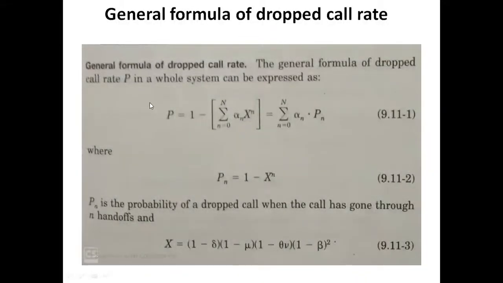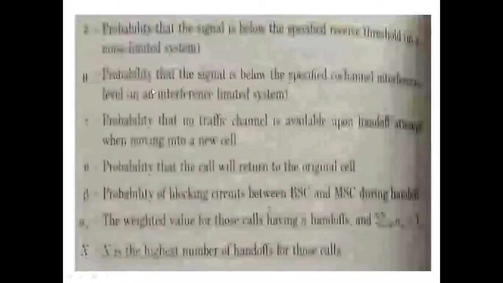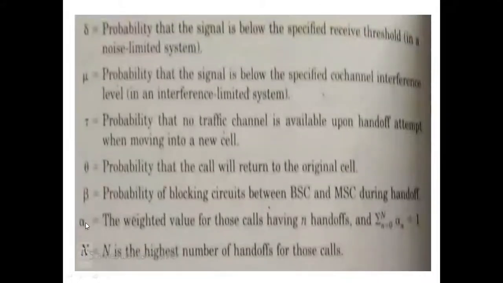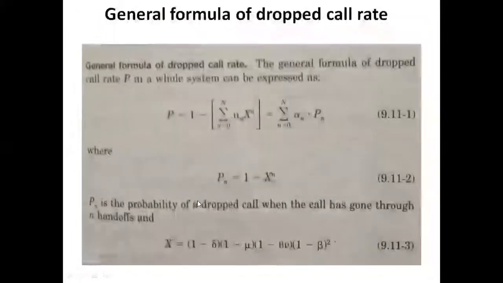So next, the general formula for dropped call rate. This is the formula in terms of probability. Dropped call rate in terms of probability, and here we have Pn is equal to 1 by x power n. X depends on these parameters: del, mu, tau, beta, theta, and alpha. These are the terms we have to remember when we are calculating the x value or the probability of dropping. Okay, so thank you.